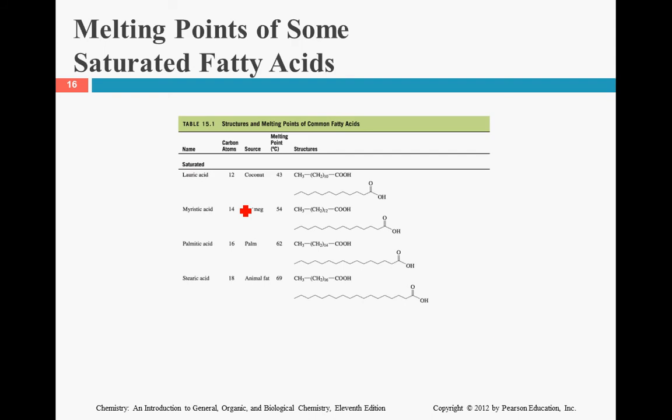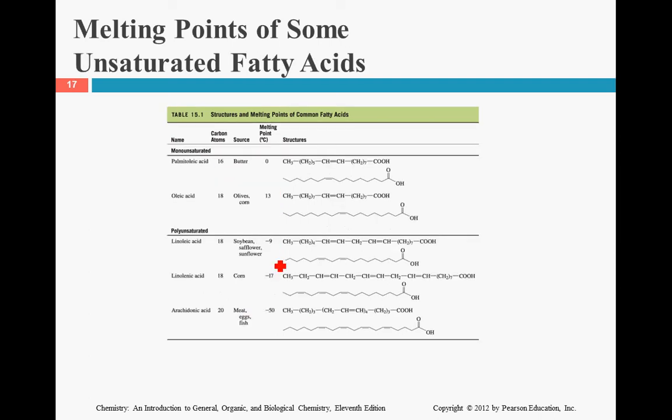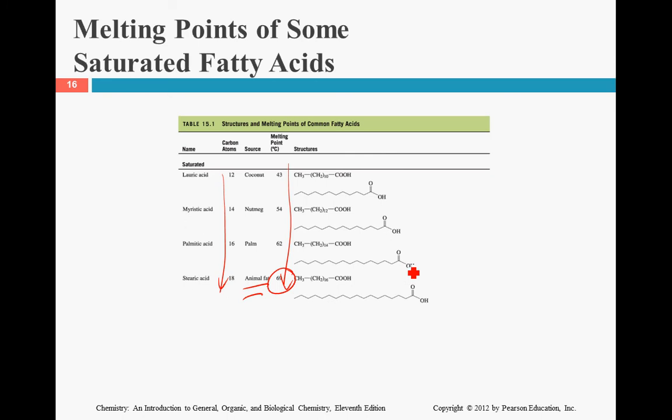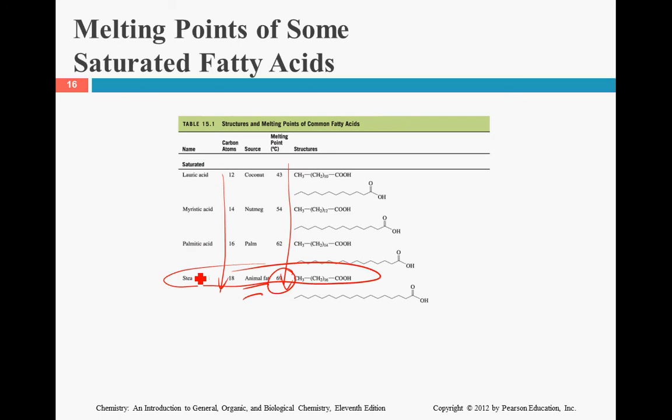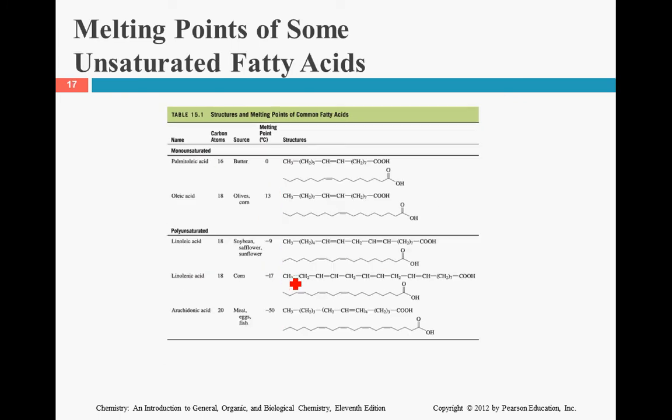So let's take a look at some examples. Notice as the number of carbons increase, the melting point increases. Here's the animal fat. Its melting point is 69 degrees Celsius. If we look at the differences between saturated and unsaturated, here's 18 carbons for animal fat. It's saturated. It has a temperature of 69 degrees for a melting point.